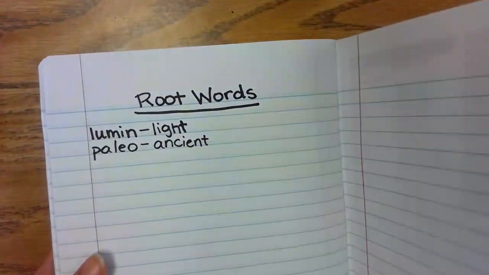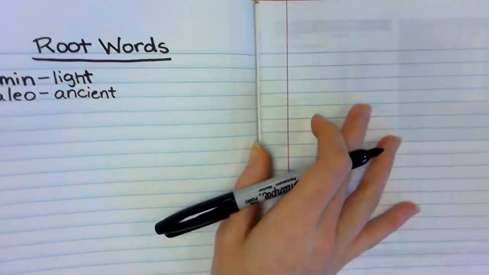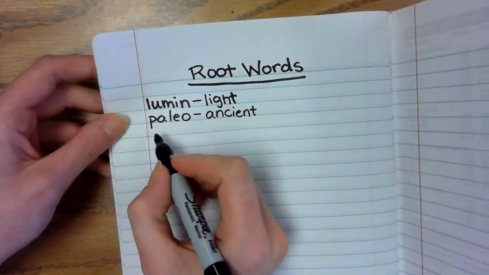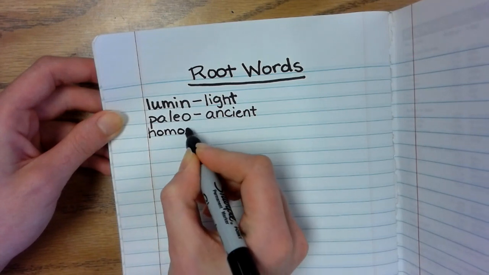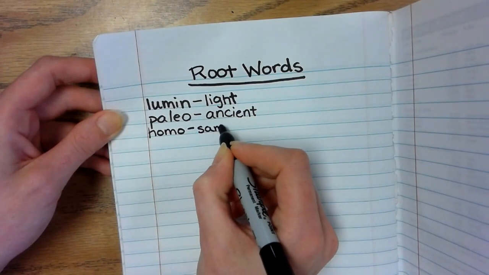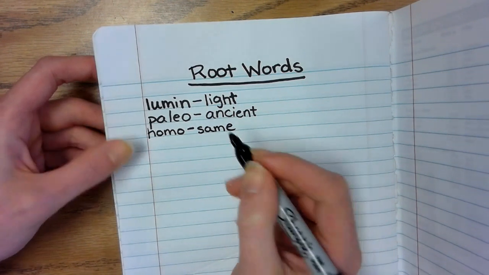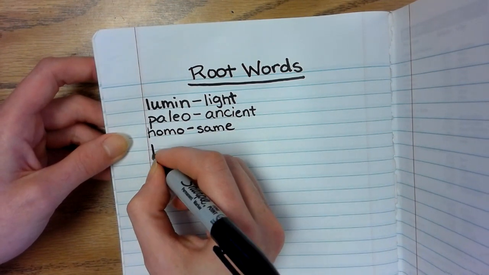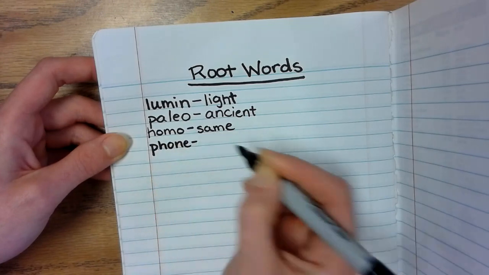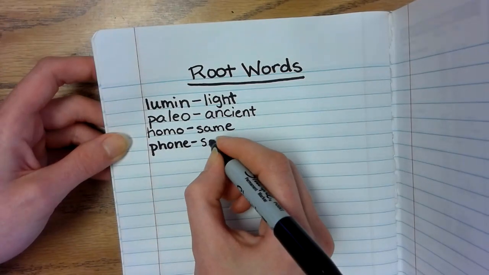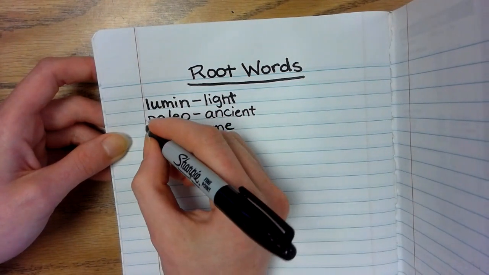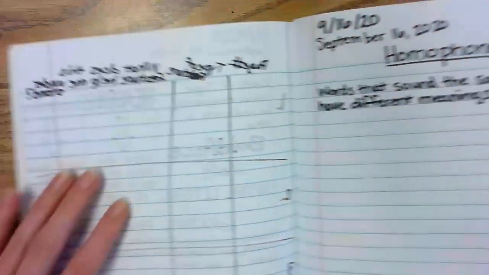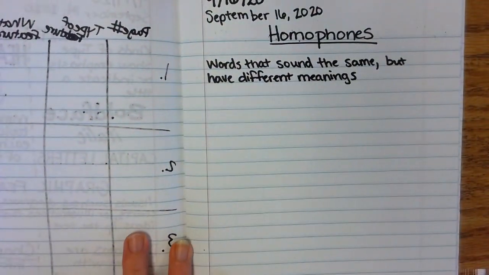You're also going to turn to the back of your journal to our root words. Let's write the prefix homo, meaning same, and then the root phone, which is talking about sound. Please pause the video if you need a little bit more time to write those.